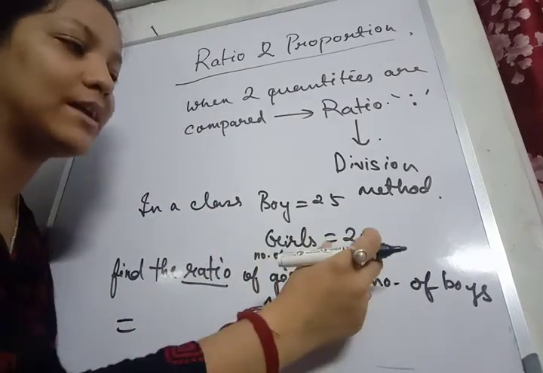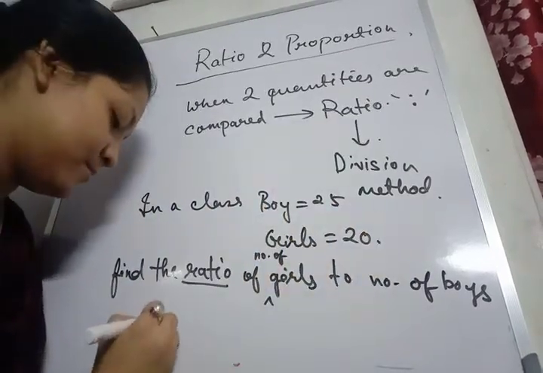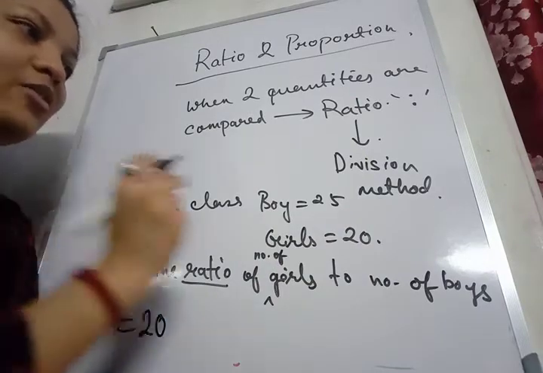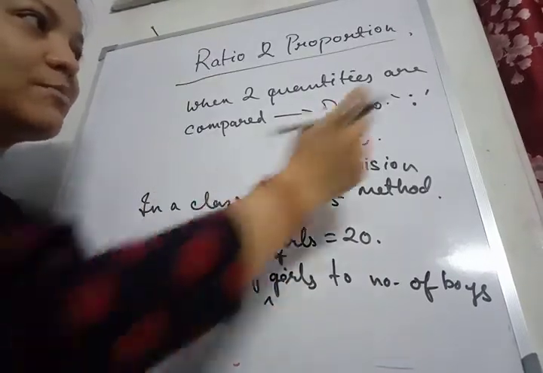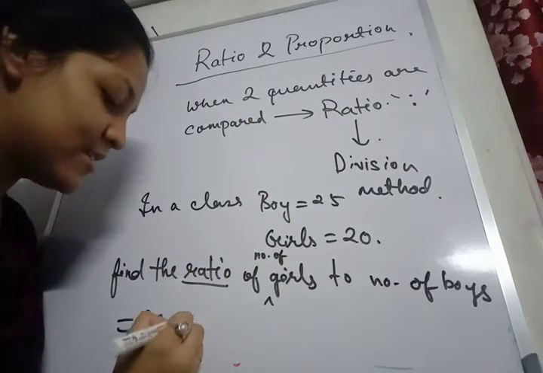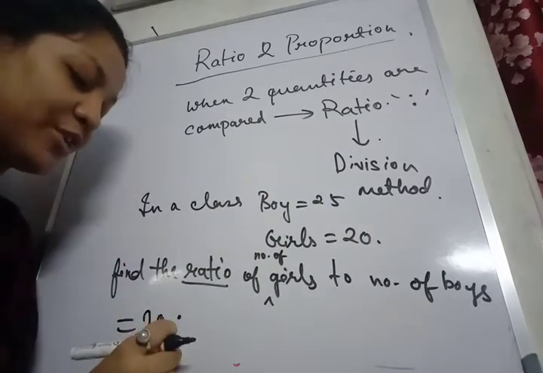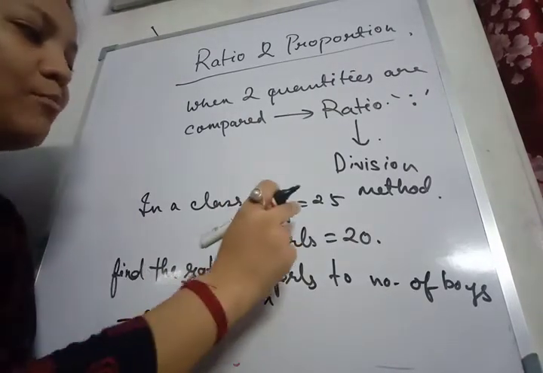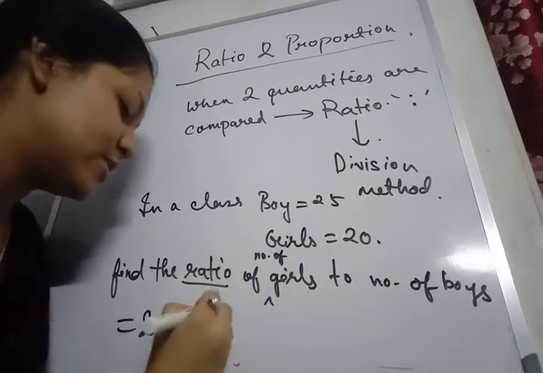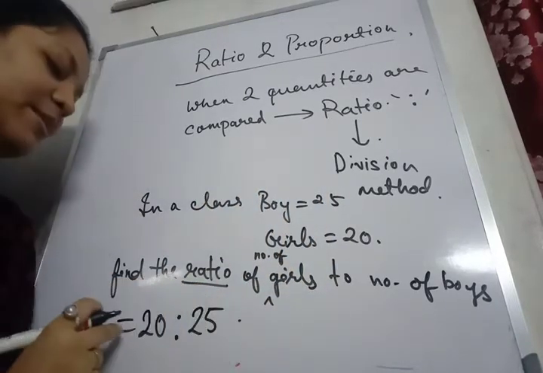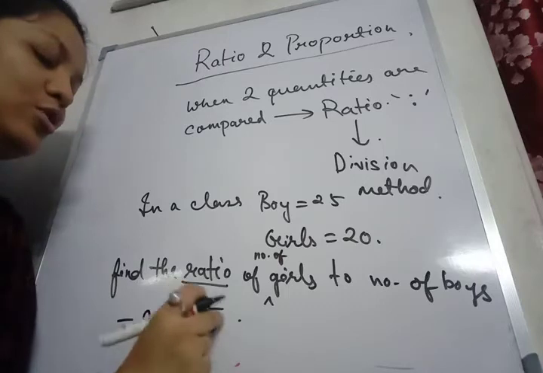So we know that the number of girls is 20. This is 20. We know the ratio symbol is given as this. This symbol is known as is-to. This is the symbol of ratio and it is known as is-to. Boys, what is the number? It is 25. So this is basically my ratio, 20:25.